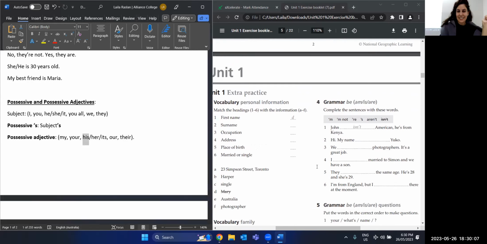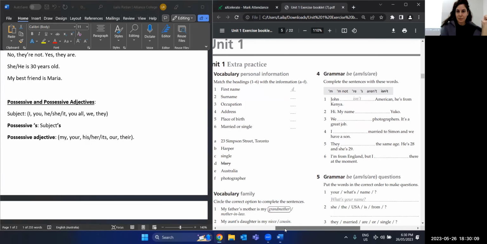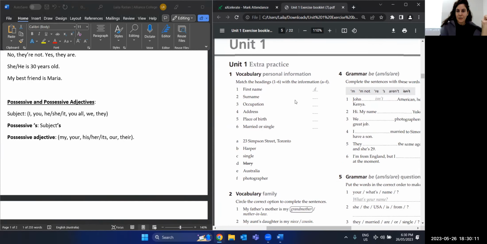So let's get into extra practice. Match 1 to 6 with A to F. First name, Mary. Surname, Harper. Yep, Harper. Occupation, that means job, work. Photographer. Yep, photographer. Address.